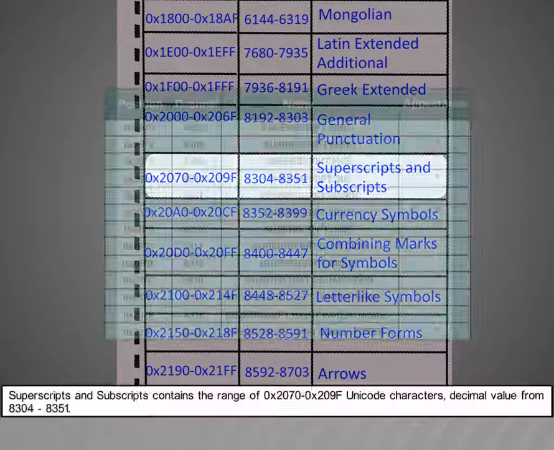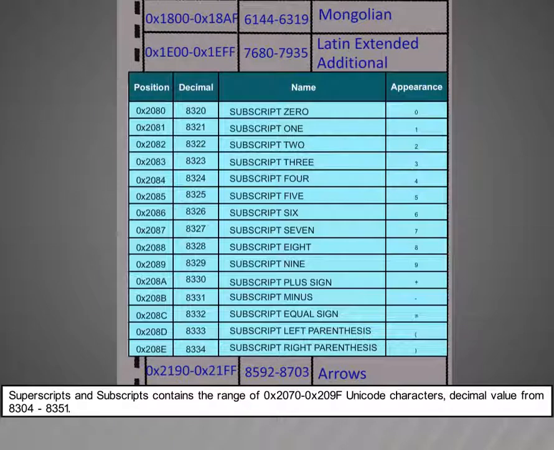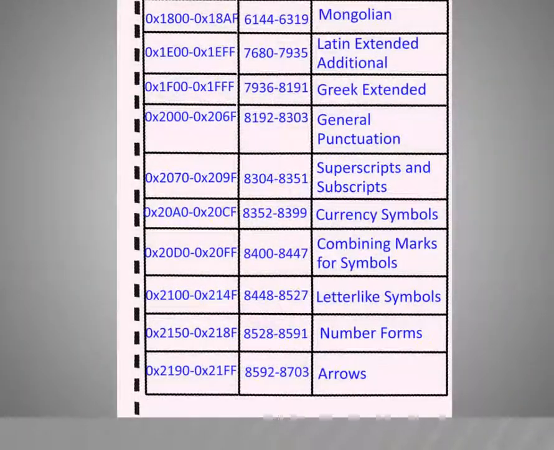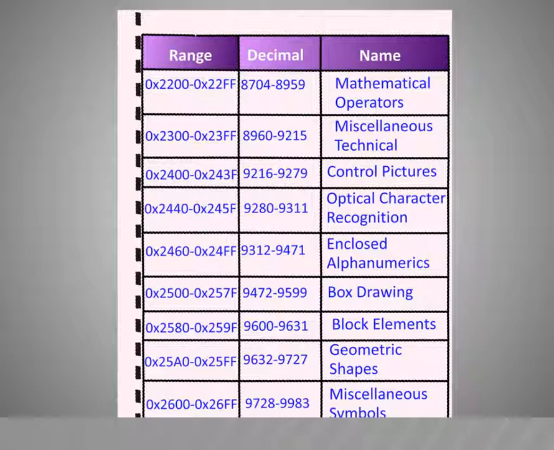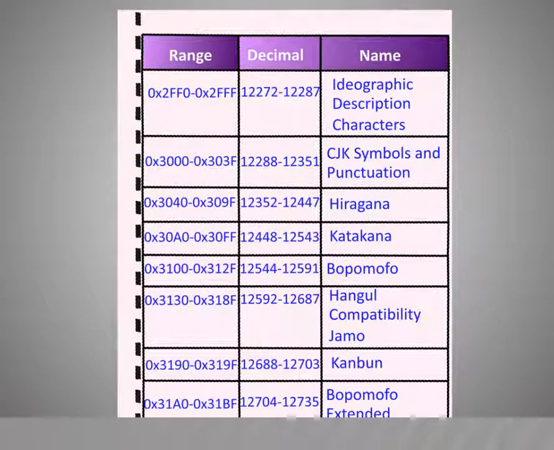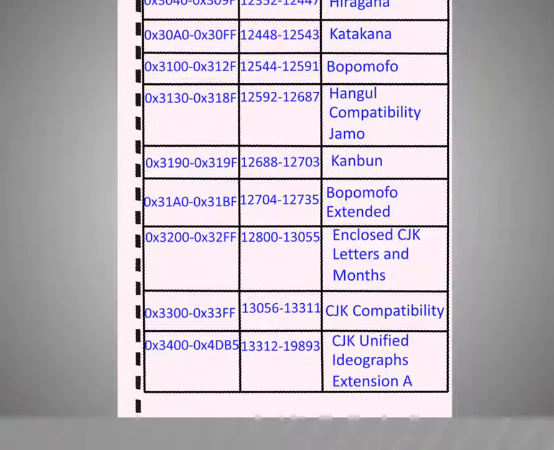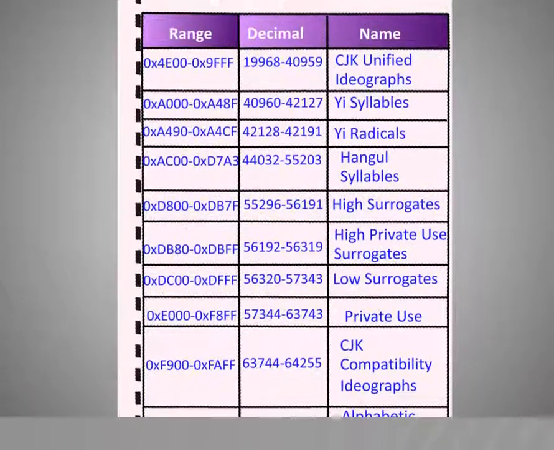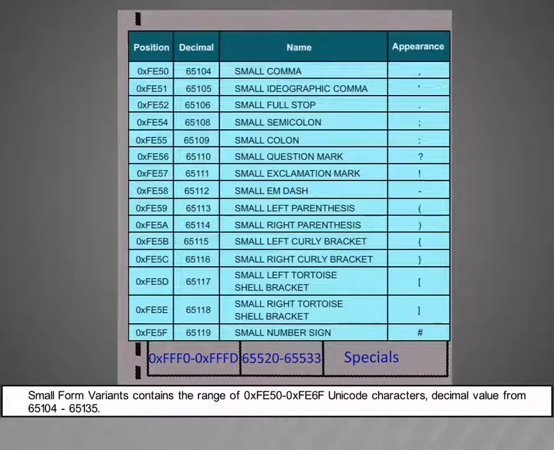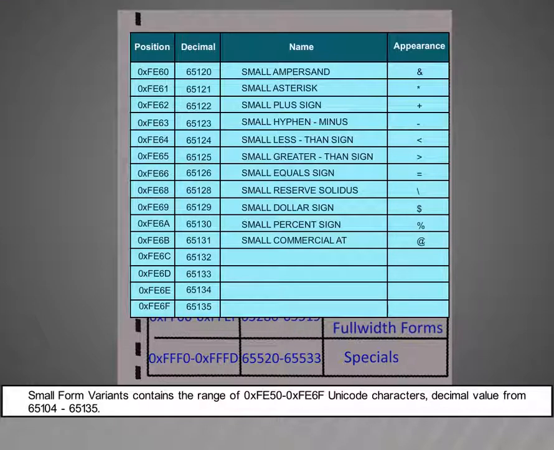Superscripts and subscripts. Superscripts and subscripts contain the range of 0x2070 to 0x209F Unicode characters, decimal value from 8304 to 8351. Small form variants. Small form variants contain the range of 0xFE50 to 0xFE6F Unicode characters, decimal value from 65104 to 65135.